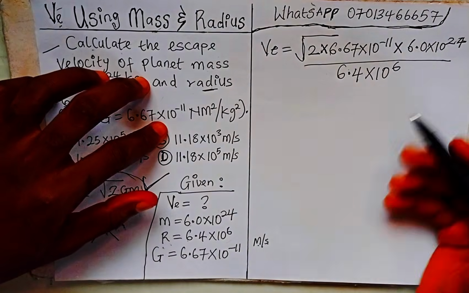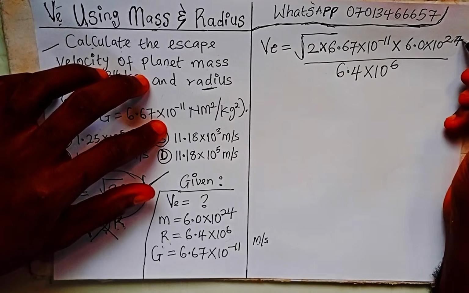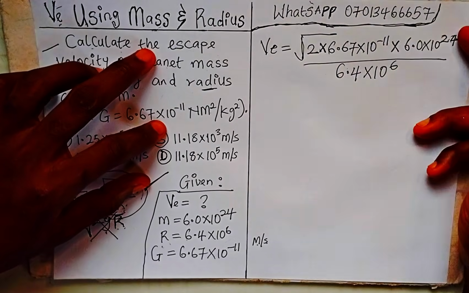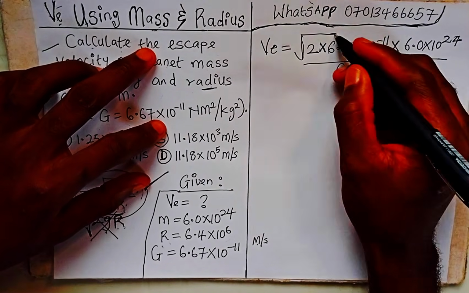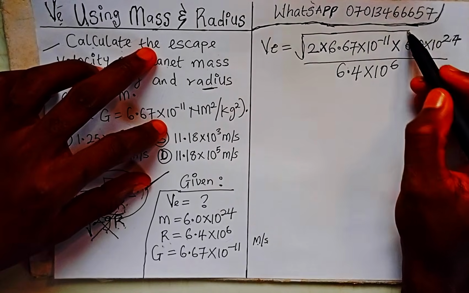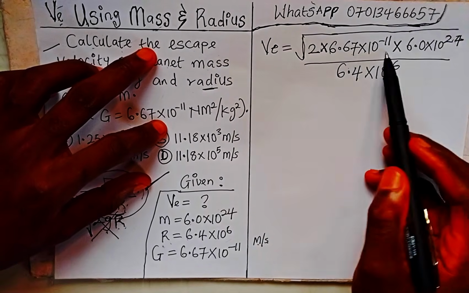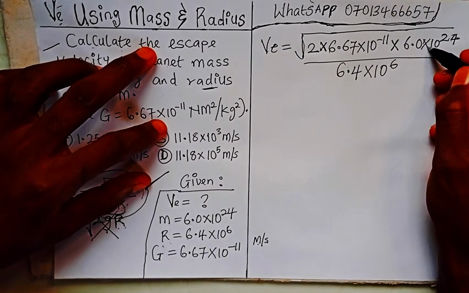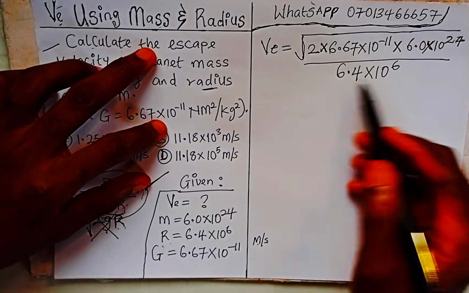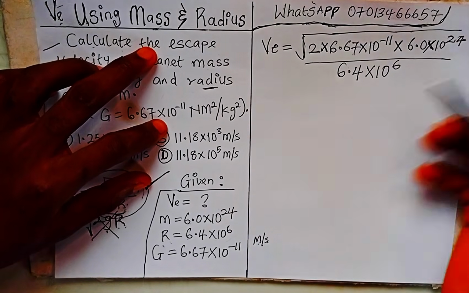So you see what we get here now. It is very complex because of the standard form we have here. So there are two ways to approach this. The first way is to convert all this standard form to figures. Convert them to figures, then multiply, divide, do the square root, and get your answer.